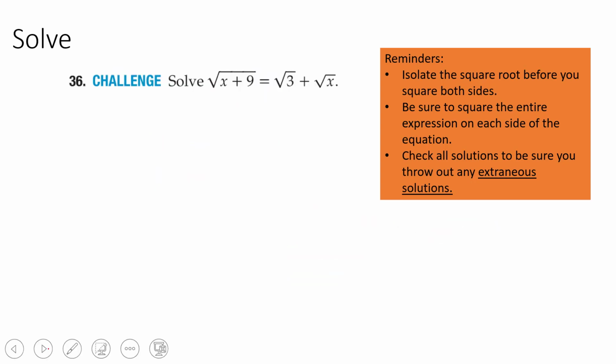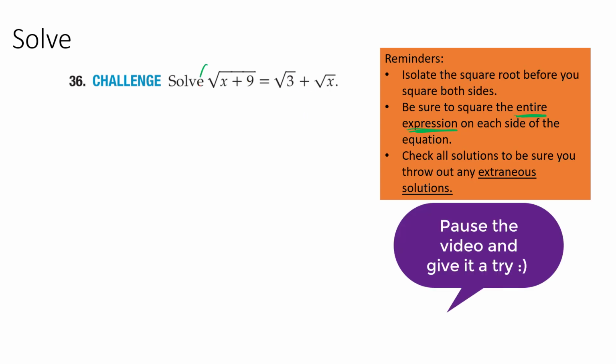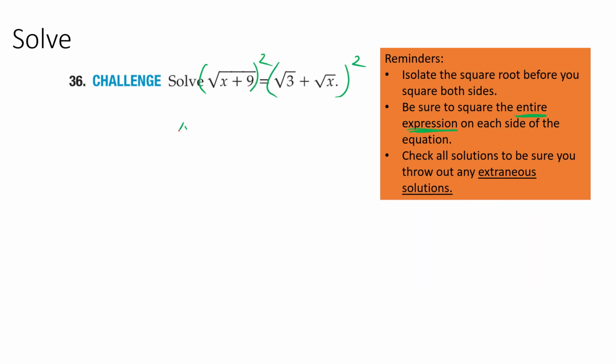Okay, this challenge is a little bit of fun. So remember that we have to square the entire expression on both sides. Now, I can't really isolate the square root here. I can isolate it on this side, it already is, but on this side over here, no luck. So I'm going to go ahead and just square both sides. But I've got to be careful here. So this side, of course, is x plus 9.